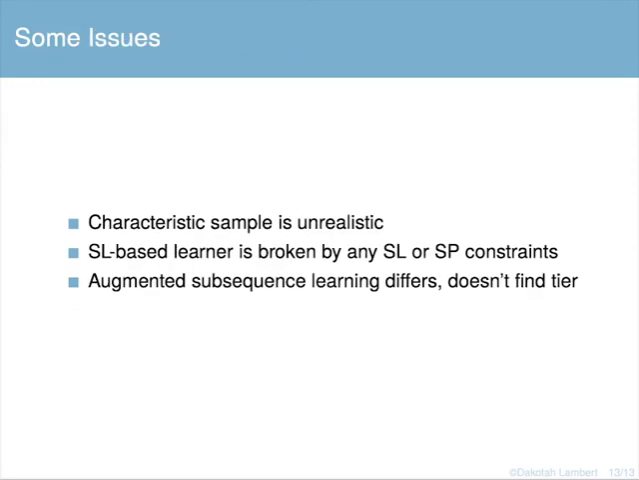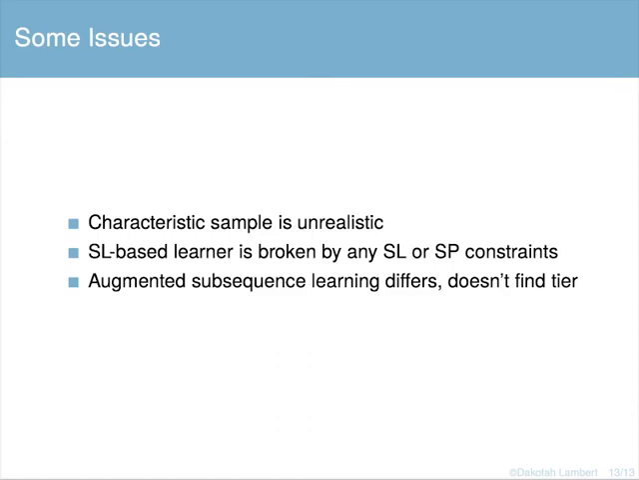There are some issues with this, though. The characteristic sample is unrealistic. For the Jardine-McMullen tier finding approach, you do have to find every factor of width up to k plus 1, especially those that are over only tier symbols. If you have any kind of constraint intervening on your data, you're not going to see those, and the assumed tier will be incorrect.